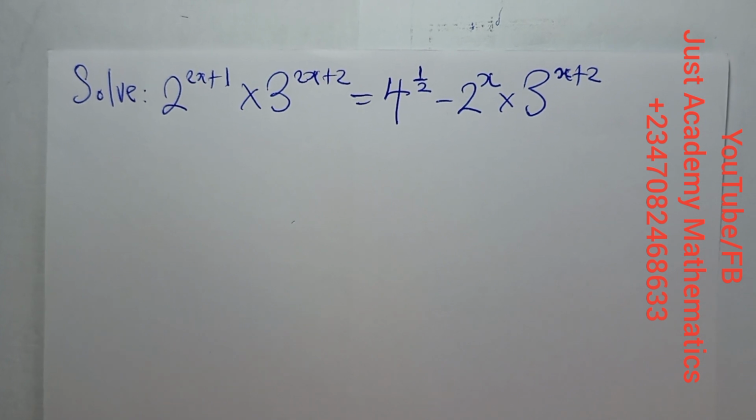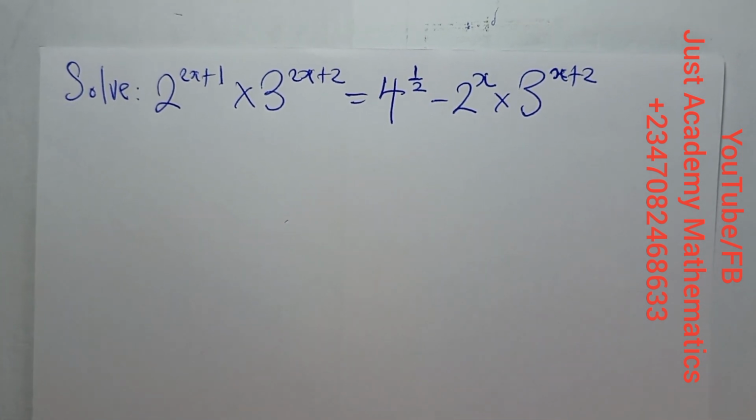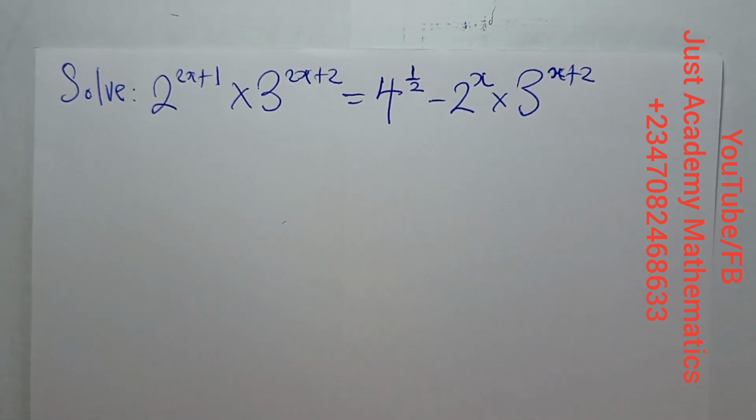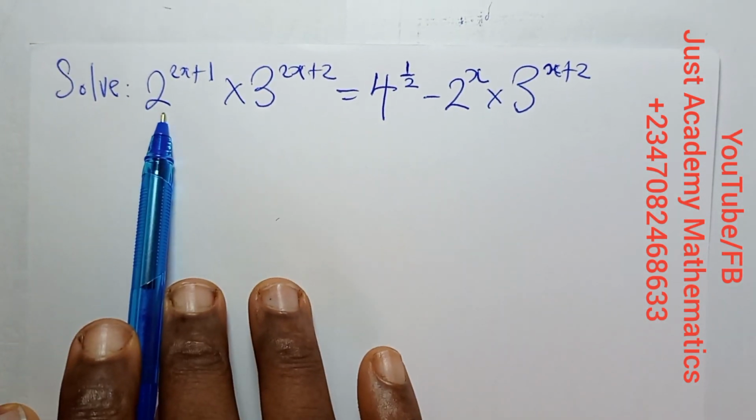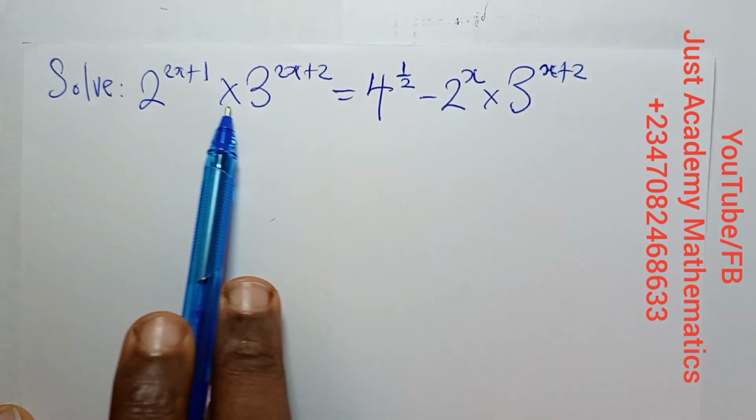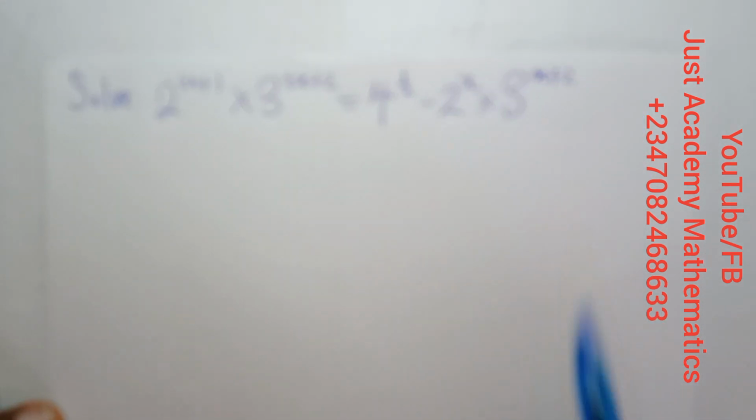In this class, we have a complex indices equation. So let's go straight into it. If you look at this equation, they say we should solve 2 raised to the power of 2x plus 1 times 3 up to this point.